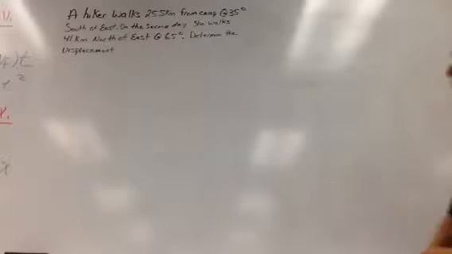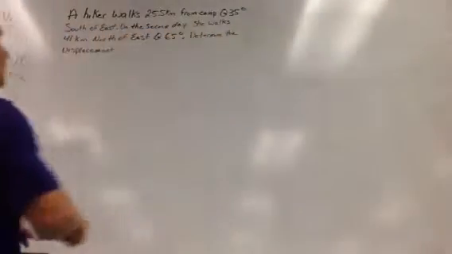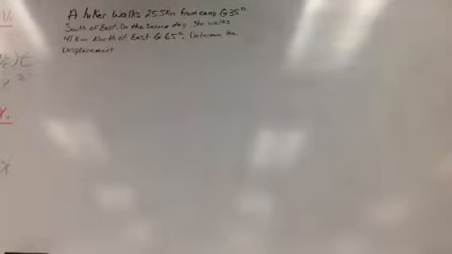A hiker walks 25.5 kilometers from camp at 35 degrees south of east. On the second day, she walks 41 kilometers north of east at 65 degrees. Determine the displacement. So our first step, we're going to draw triangles.